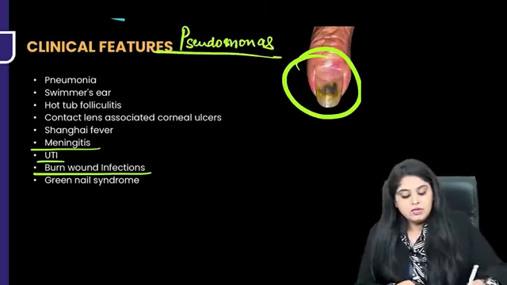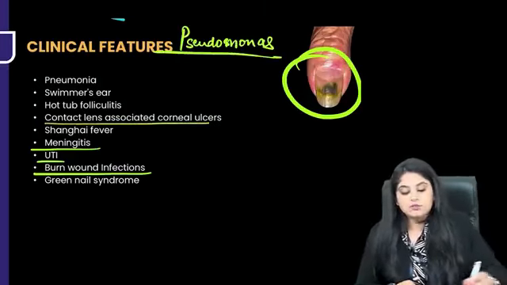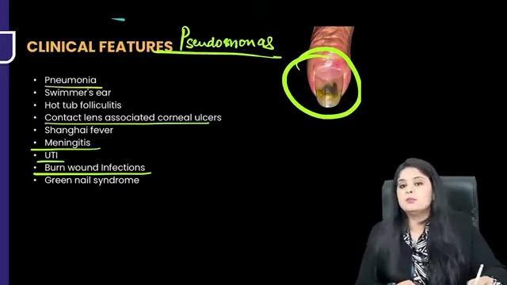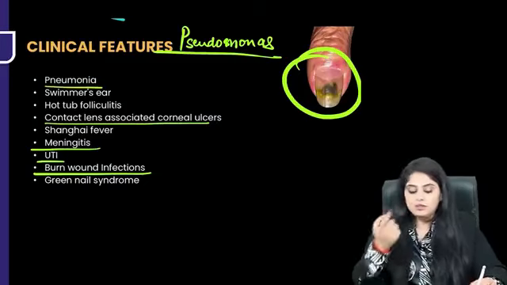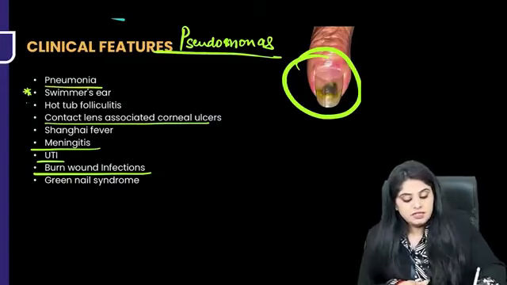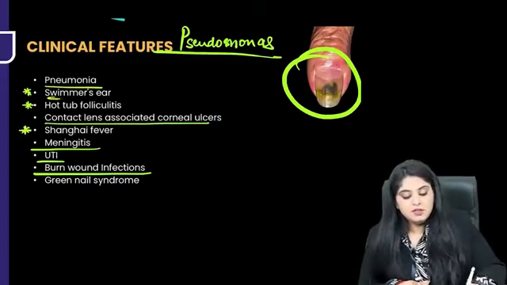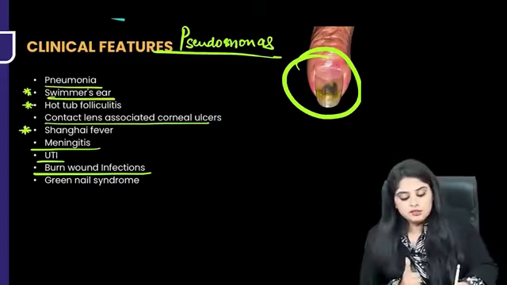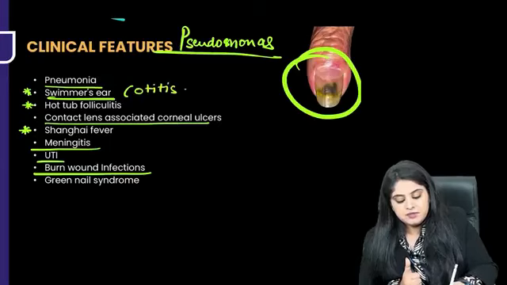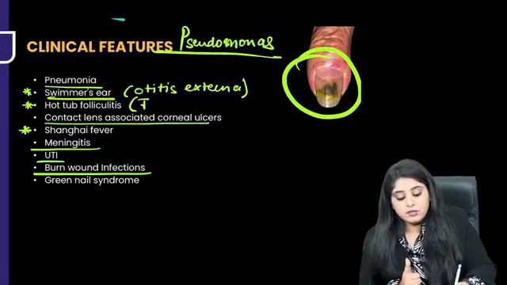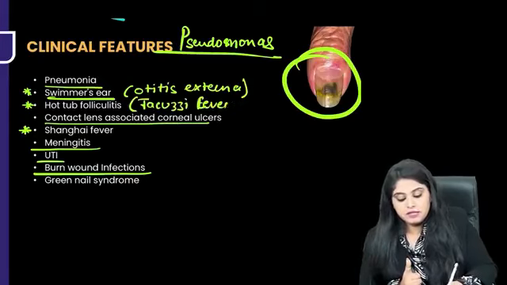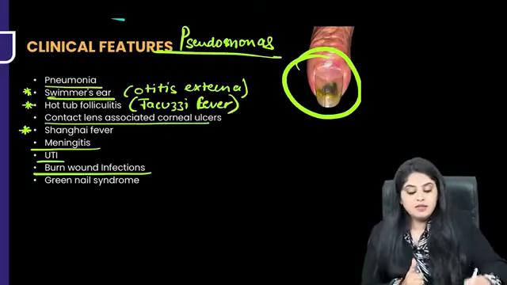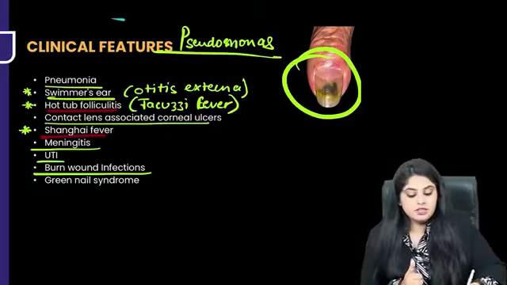Okay, next we come to, it can cause contact lens associated corneal ulcers. It can cause pneumonia. Pneumonia matlab sputum ka color blue-green. These names, please learn these fancy names. Swimmer's ears, which is otitis externa. I hope you remember. Then you have hot tub folliculitis, and hot tub folliculitis is also known as the jacuzzi's fever. So because this happens when people taking bath in jacuzzis, then spas. So remember hot tub folliculitis and Shanghai fever.